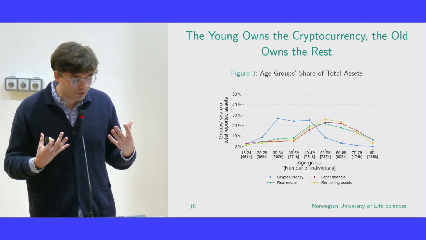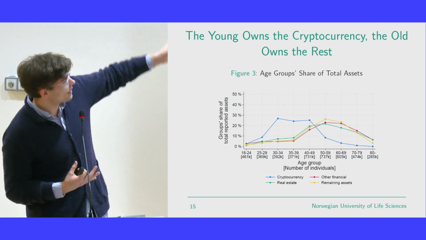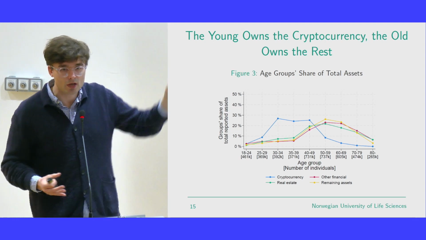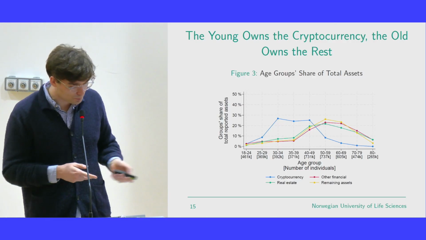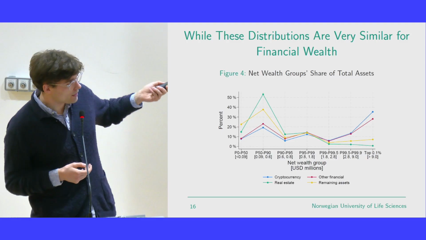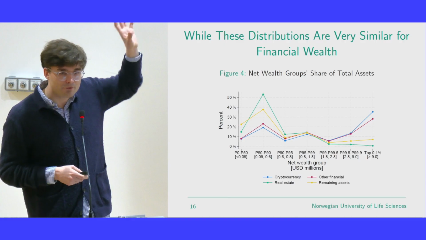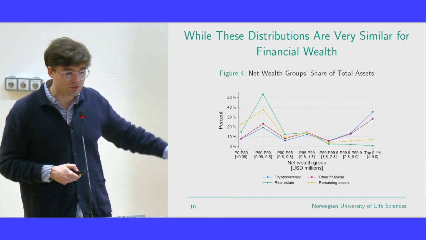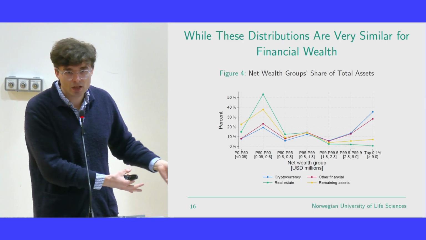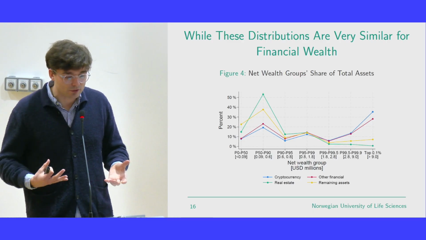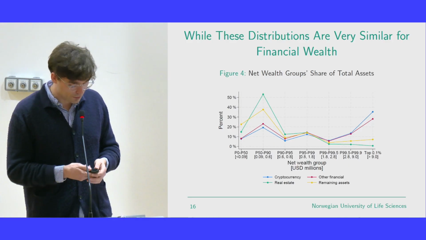When we look at other types of financial assets or real estate or other types of assets, you see that this is something that all the generations are owning. So there's a very big difference between the generations in who has actually gone into this market. When we compare this in terms of wealth groups, we don't see this difference. Cryptocurrency is very similar to other types of financial assets. So it's not like a financial asset that people on the bottom of the distribution go into, for instance. It's not something that people on the very top of the distribution go into. It's quite the same as other types of financial assets.